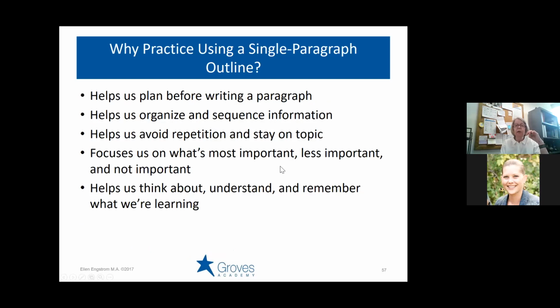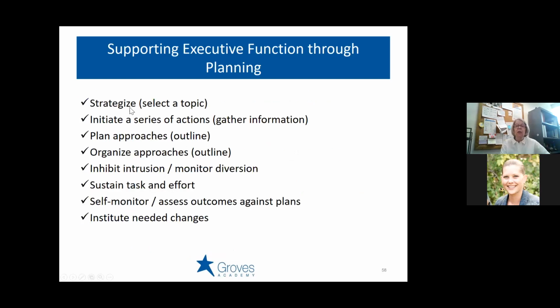So paragraphs, the single paragraph outline is a wonderful way to plan a paragraph. And why? Because we need to plan and organize. It helps us to stay on topic. It helps us focus on what's most important and helps us think about and remember what we're learning.